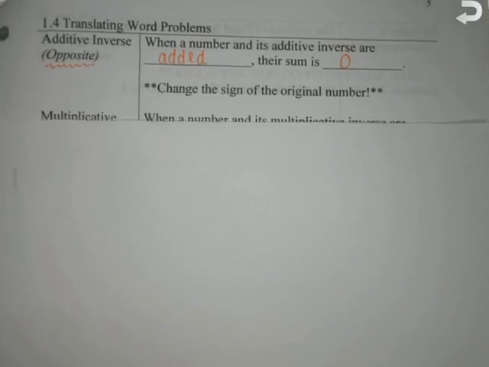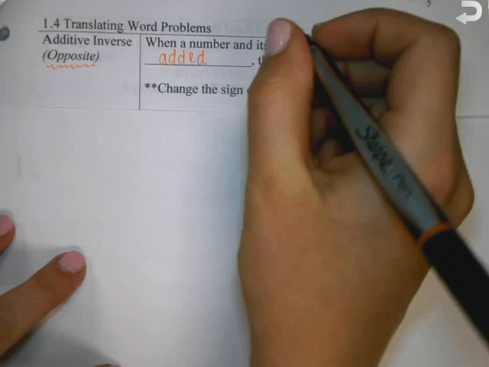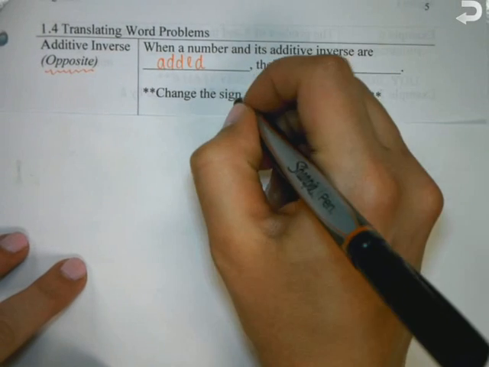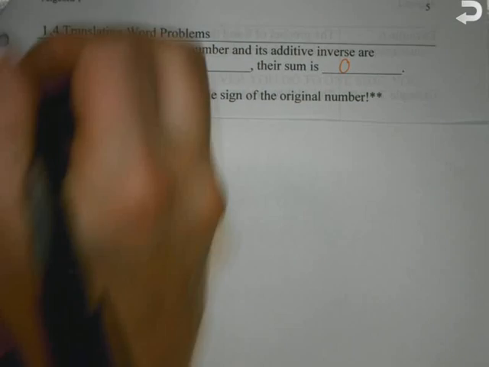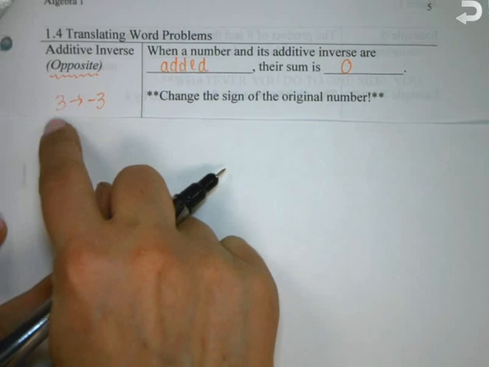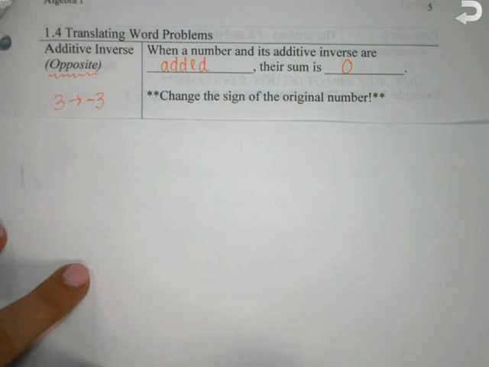Okay, so what's an easy way to remember this? We just change the sign of the original number. So what is the additive inverse of 3? Negative 3. Positive 3 plus negative 3 is going to give me 0, right? So they are additive inverses.